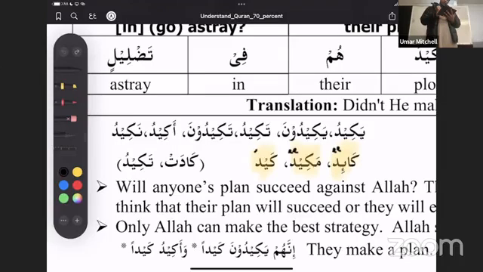If I put two dammas at the end of it, is it a fi'l or is it an ism? It's an ism. So these are all asma, not verbs. They're not actions, these three. The ka'id is the doer of the action. The makid is the object of the action. The kayd is the idea of the action. They're all three not verbs. Okay.